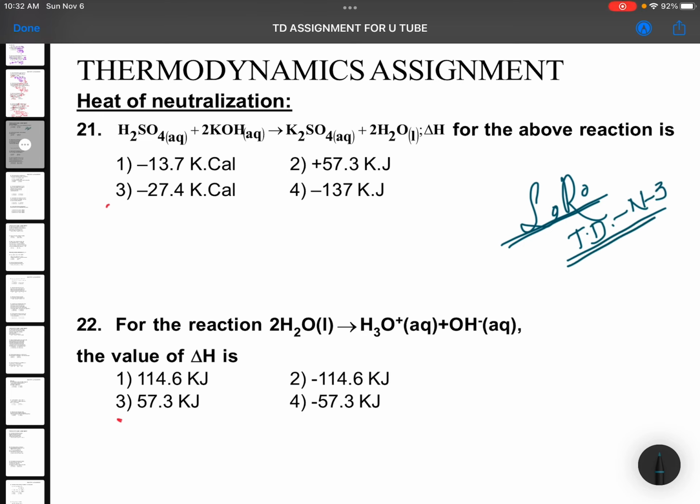Let's do something in thermodynamics, this is thermochemistry. This is one very interesting point. You see, H2SO4 plus 2 KOH gives rise to K2SO4 plus 2H2O. H2SO4 is a strong acid, KOH is a strong base, and you are getting here 2 moles of water. According to heat of neutralization, when 1 mole of water is formed, the energy released is minus 13.7 kilocalories. And when 2 moles of water are formed, it is into 2, which equals minus 27.4 kilocalories per mole.